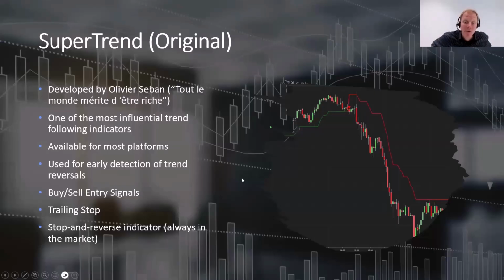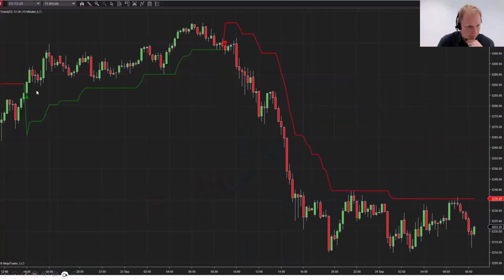It is a variation of the original SuperTrend indicator. Chances are you've heard about this indicator before. It's one of the most influential trend trading indicators. The way it works, it gives you long entry signals and short entry signals whenever the indicator detects a change in trend. So whenever an uptrend reverses into a downtrend, the indicator will give you a signal. And vice versa, when a downtrend reverses into an uptrend, you'll get the signal.